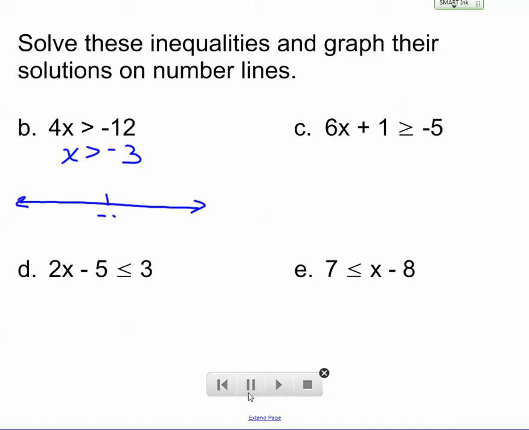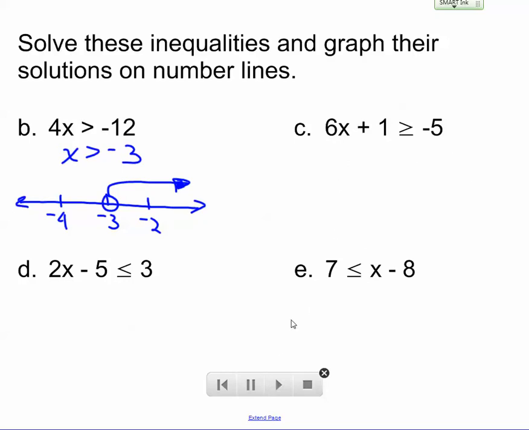And we'll graph that. There's all the values that are greater than -3. Again, we're not including -3 because if we plug -3 in here, we'll get -12 is greater than -12, and that's not a true statement. However, if we plug -2 in, we'll get 4 times -2 is -8. -8 is greater than -12. And if we plug -4 in, that should not work. We'd get -16. -16 is not greater than -12. It's less than.